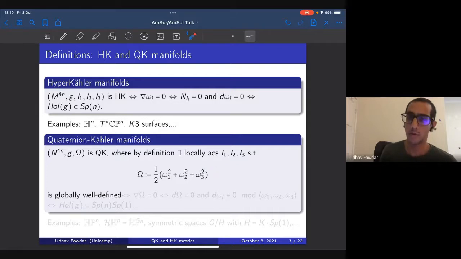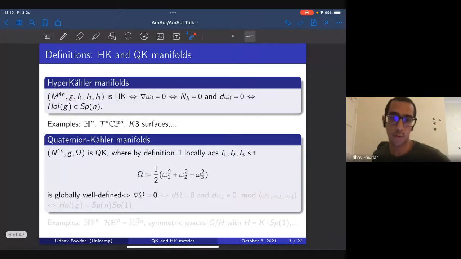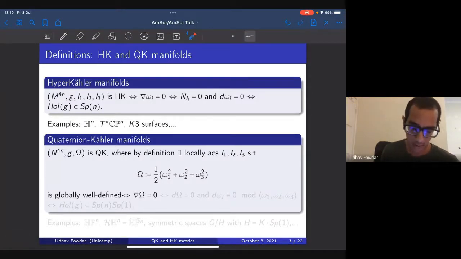It is the sum of the squares of the associated two forms. This simply means you take omega 1 wedge omega 1, and so on. And you want this four form to be globally well defined, although you only require the two forms to be locally well defined. Okay, and the Quaternion-Kähler condition comes from a certain first order PDE. Just like in the hyperKähler case, where we have that the two forms need to be covariantly constant, in this case you want your four form to be parallel.